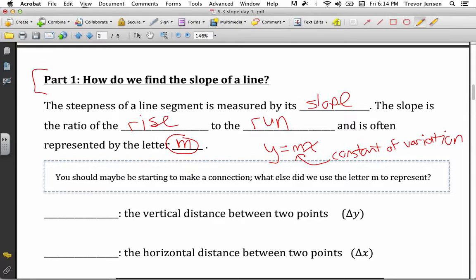What else do we use the letter m for? We use the letter m for the constant of variation. So there's going to be a lot of connections between slope and constant of variation. I've told you that slope is the ratio of the rise to the run. What is rise? What is run?